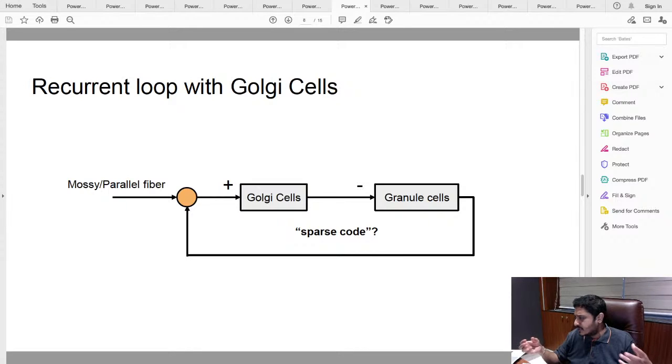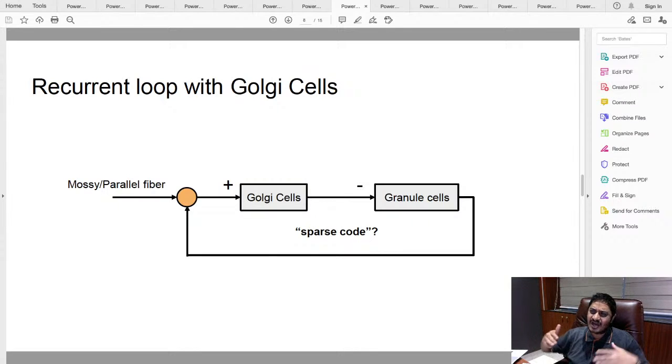This recurrent loop involving the Golgi cells is probably responsible for encoding a form of sparse code. What we call in engineering today as sparse code. Critical this, because otherwise, I do not know what to respond to and what not to respond to. Among all those signals, there are only so many. We call these matrices, large matrices with a small number of non-zero elements, sparse matrices, right? So that kind of situation.